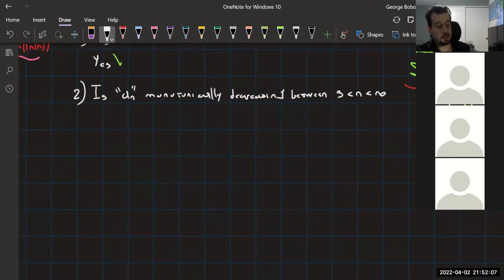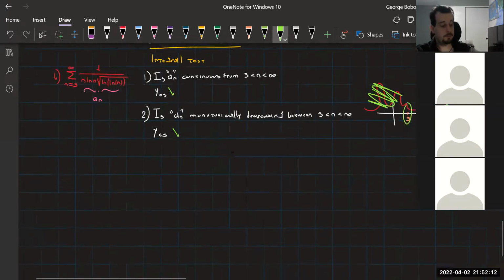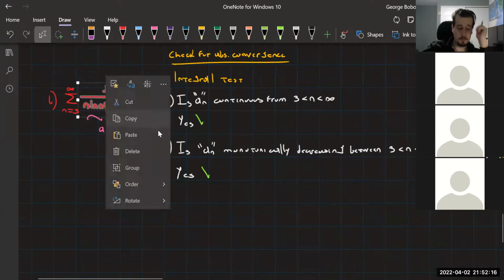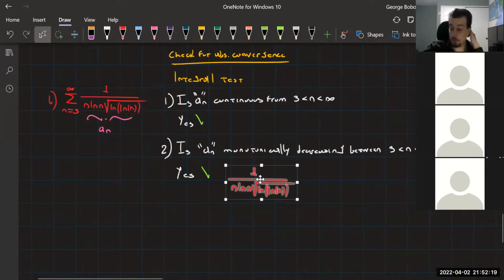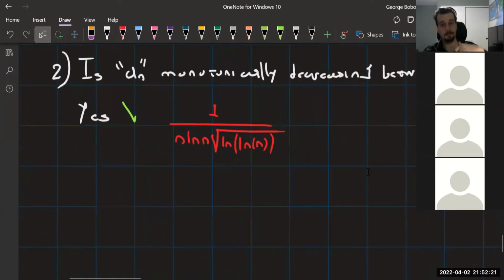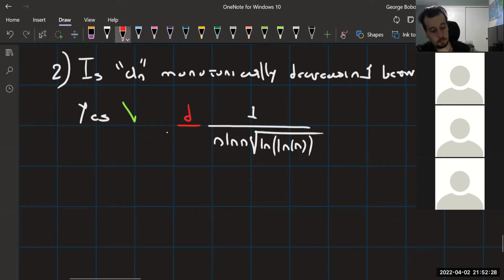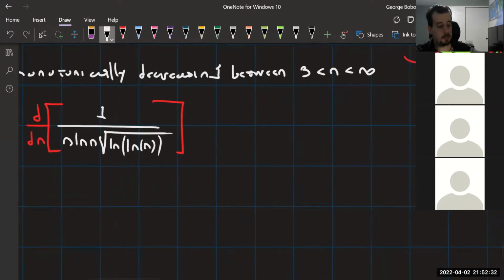So is it monotonically decreasing? Yes. How would you prove it if you had to? Who feels like taking the derivative of this? I sure don't. So how you would prove this is you would take the derivative with respect to n right now, and you would get that this thing is always less than 0, negative.